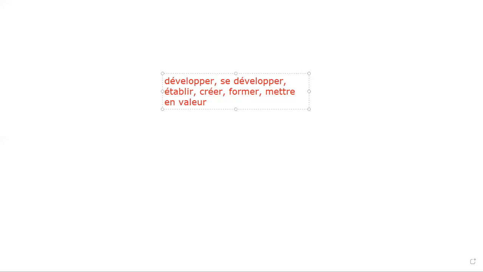Développer, developing. Créer, établir, former, mettre en valeur. Team, this is a very important vocab, which is literally B2 vocab.